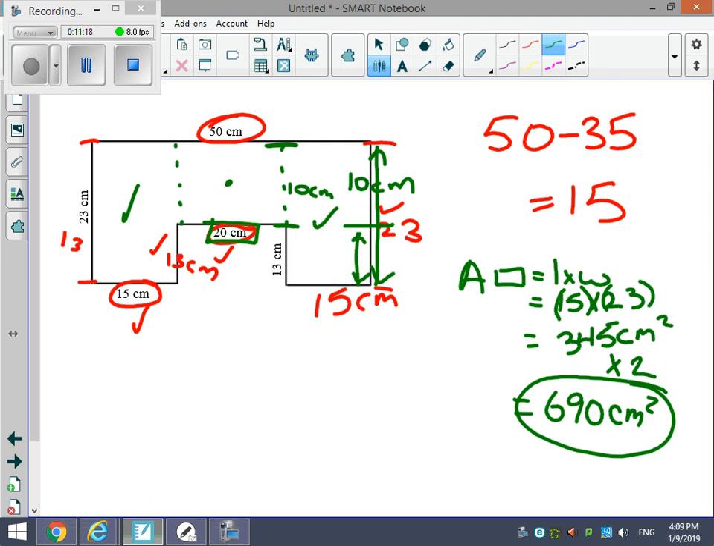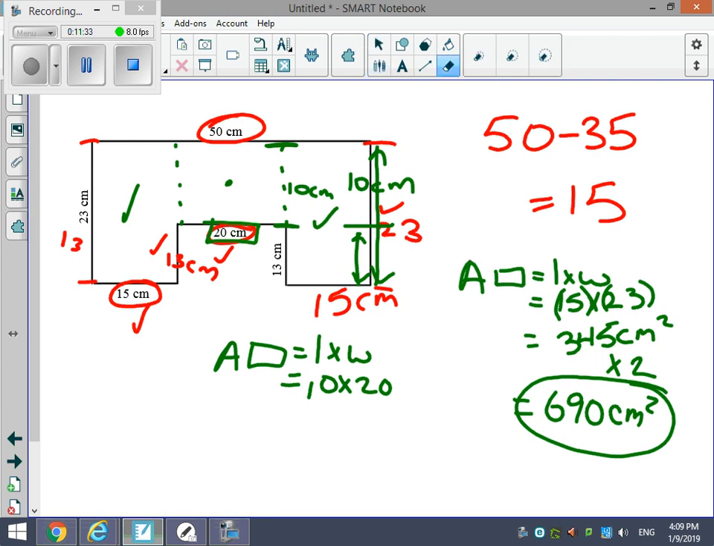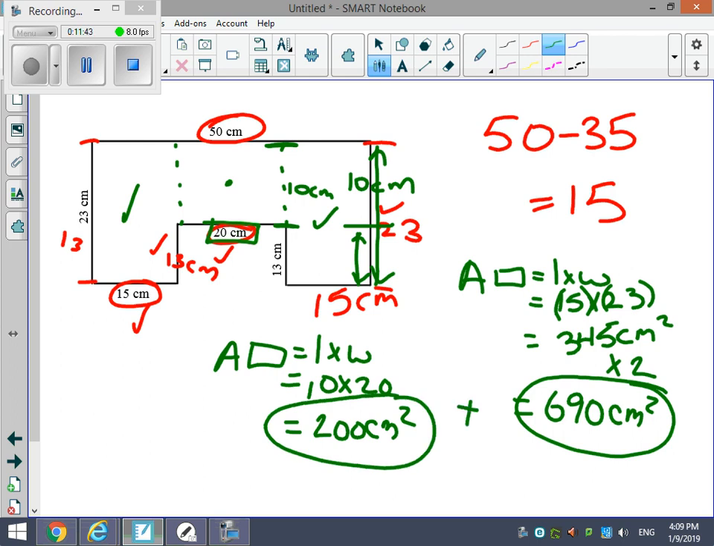And we can go ahead and do this rectangle. Area of a rectangle equals length times width equals 10 times 20. Oops, 10 times 20. Back that up for a second. And that equals 200 centimeters squared. In order to find the area of the entire figure, we just add these two together. 690 and 200 is 890 centimeters squared. And that's your last one.